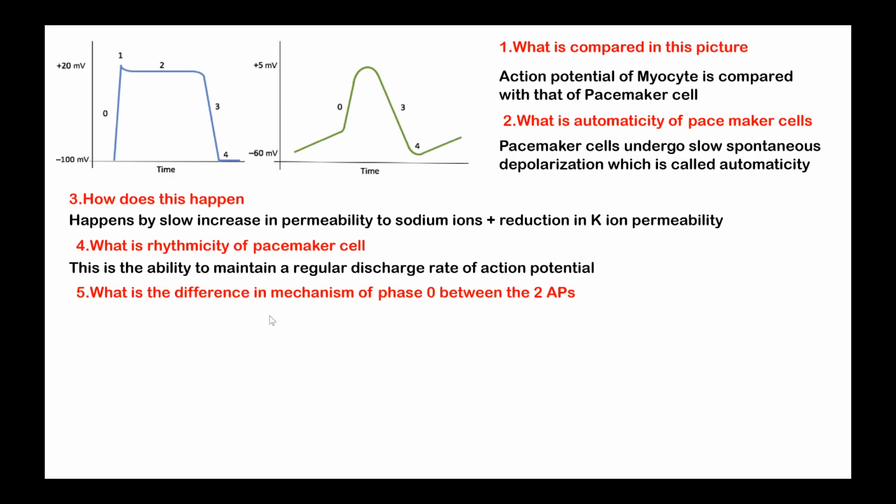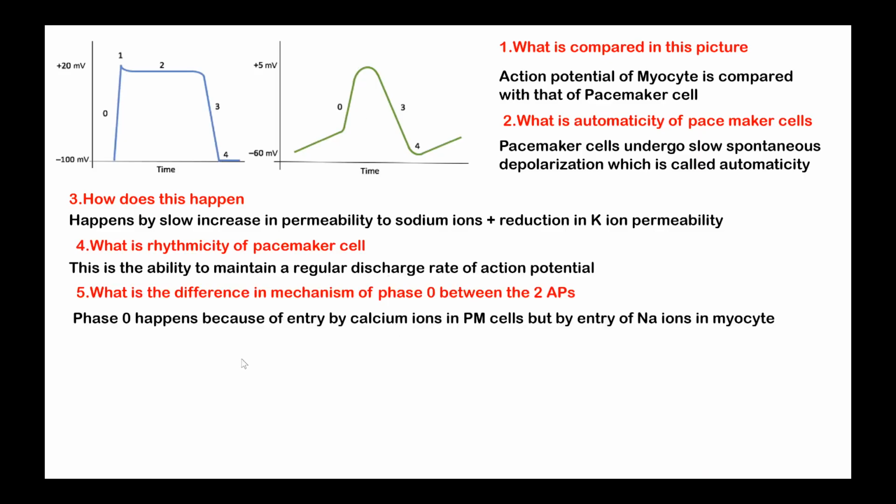So what is the difference in the mechanism of phase zero between the two action potentials? That is the phase zero of cardiomyocyte and phase zero of pacemaker. What is the ion involved? The phase 0 here is sodium, sir. Here, calcium, sir. Calcium. So that is the main difference. So phase zero happens by entry of calcium in pacemaker and by entry of sodium in myocyte.